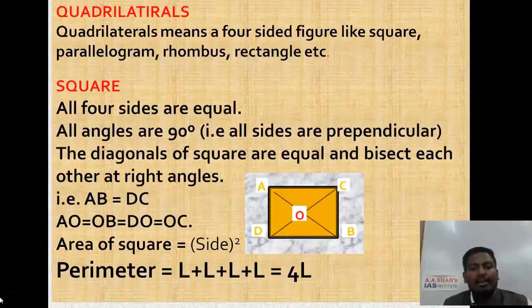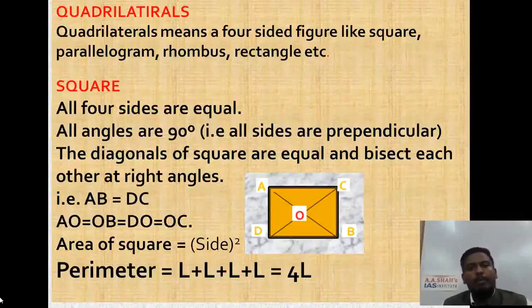At the point of intersection of the two diagonals, they are at 90 degrees, which means they are perpendicular to each other. Also, to find the area of the square, there is a simple formula, which is side squared. You can take the length of any side and square it. You will get directly the area of the square.